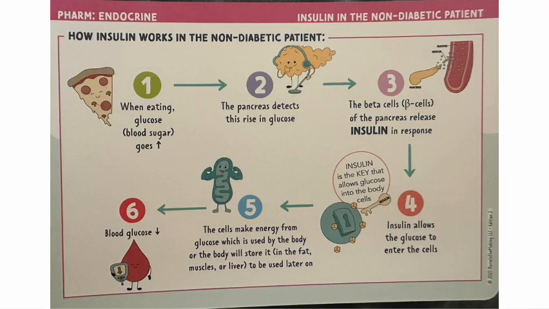This is a good slide to show you how insulin works in a normal person. So you eat some food and your blood sugar goes up from the sugar in the food. The pancreas detects this rise in glucose in your bloodstream, and so the beta cells of the pancreas start to release insulin in response. The insulin allows the glucose to enter the cells, and then the cells make energy from glucose, which is used by the body, or the body will store it in the fat, muscles, or liver to be used later on. That causes a decrease in your blood glucose.